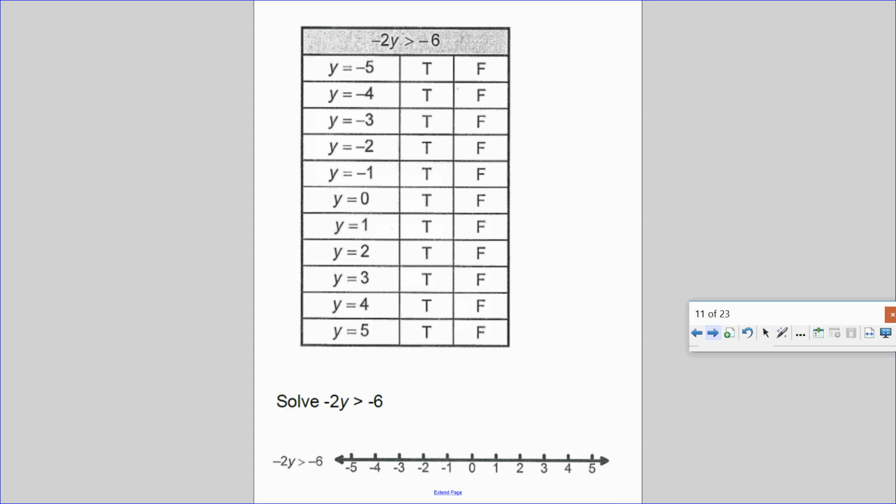If you multiply -2 by y, it has to be greater than -6. So -2 times -5 is 10. Is that greater than -6? Yeah, so I circled it. -2 times -4 is 8. Is that greater than -6? Yes. -2 times -3 is 6. It's greater. -2 times -2 is 4. It's greater.